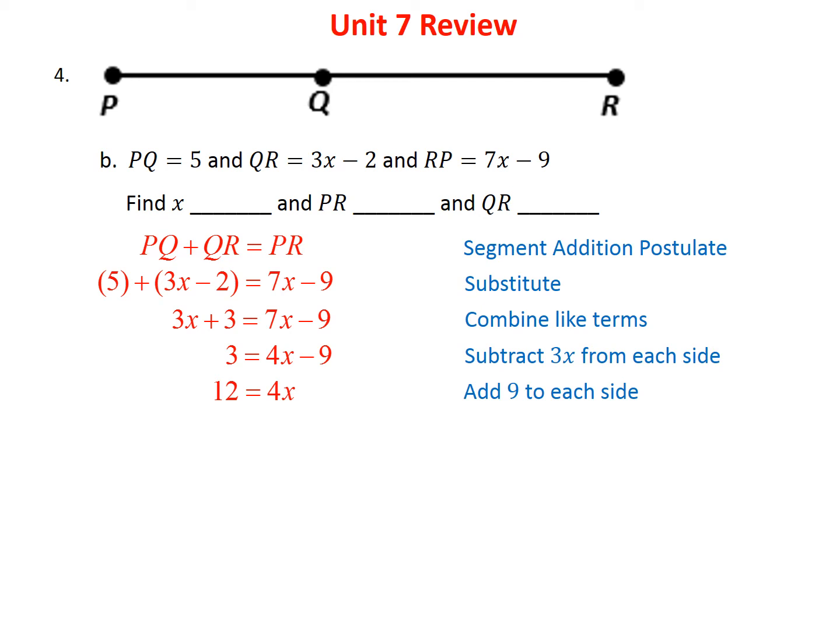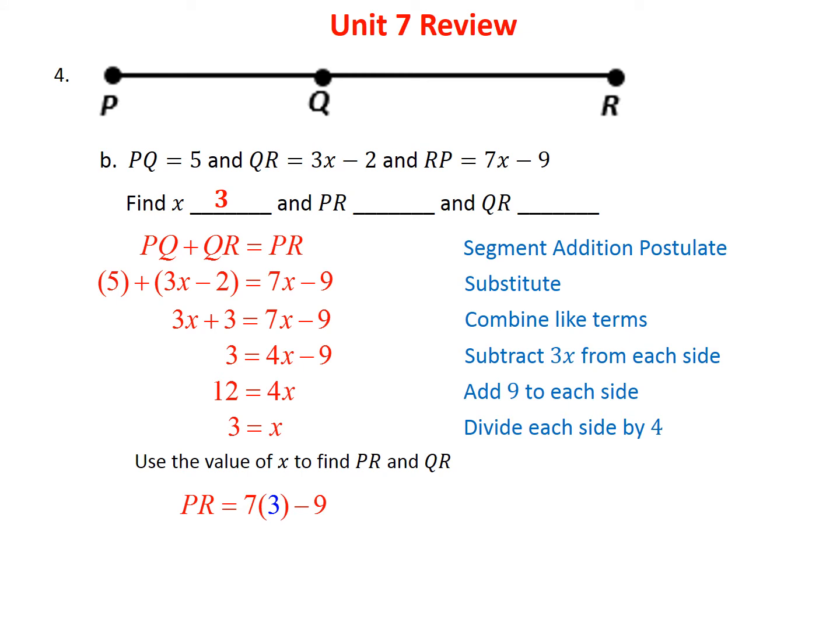And our final step, undo the multiplication of 4 times x by dividing. The opposite of multiplication is division. 4x divided by 4. Remember to divide both sides to keep it an equation. And we get x equals 3. Now to find our different components, for PR we'll plug in x equals 3. So PR is 7x minus 9, so 7 times 3, or 21 minus 9, which equals 12. And then QR is 3x, or 3 times 3, 9 minus 2, which is 7.